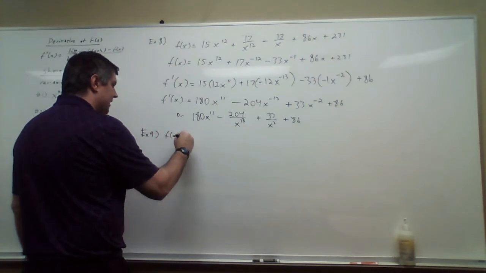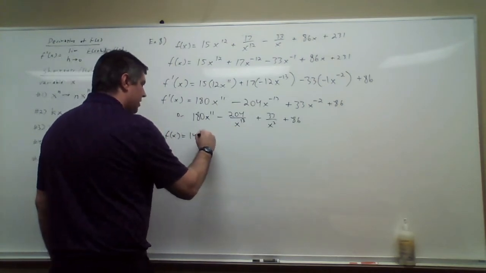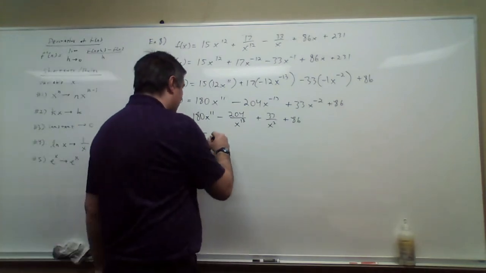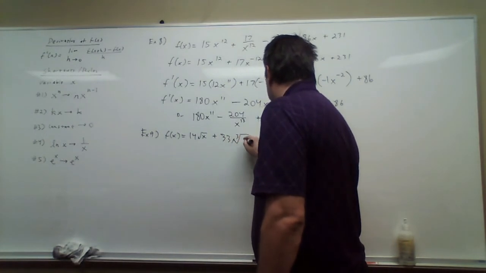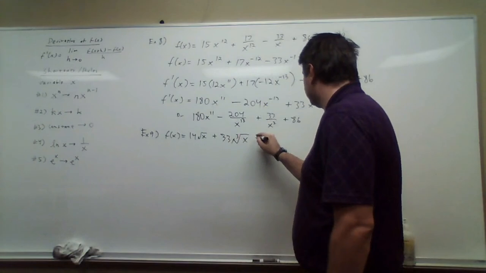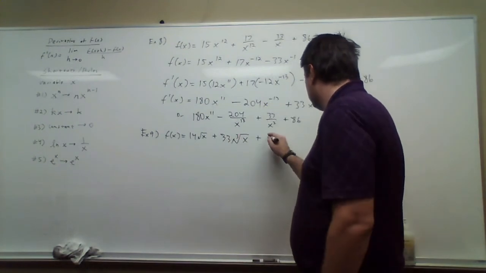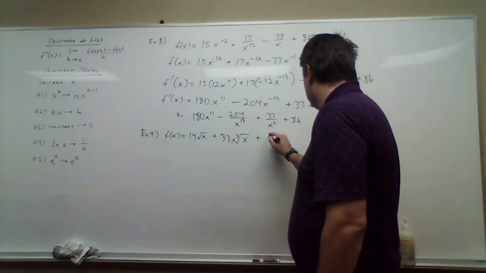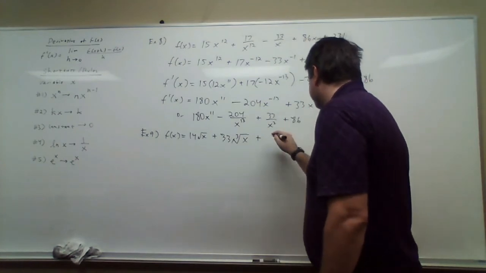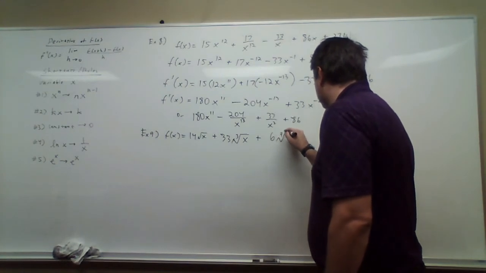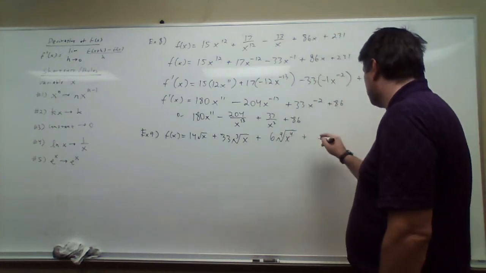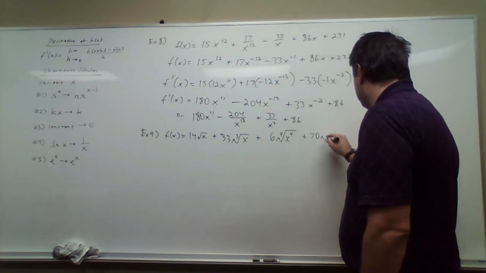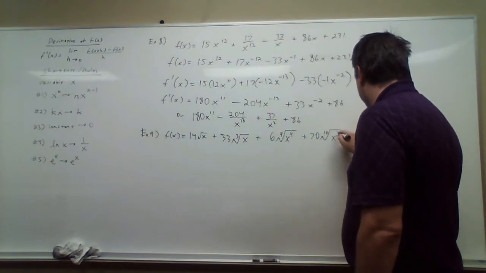Okay, example 9. Let's say f of x is 14 times the square root of x plus 33 times the cube root of x plus 6 times the 9th root of x to the 4th plus 70 times the 10th root of x cubed.